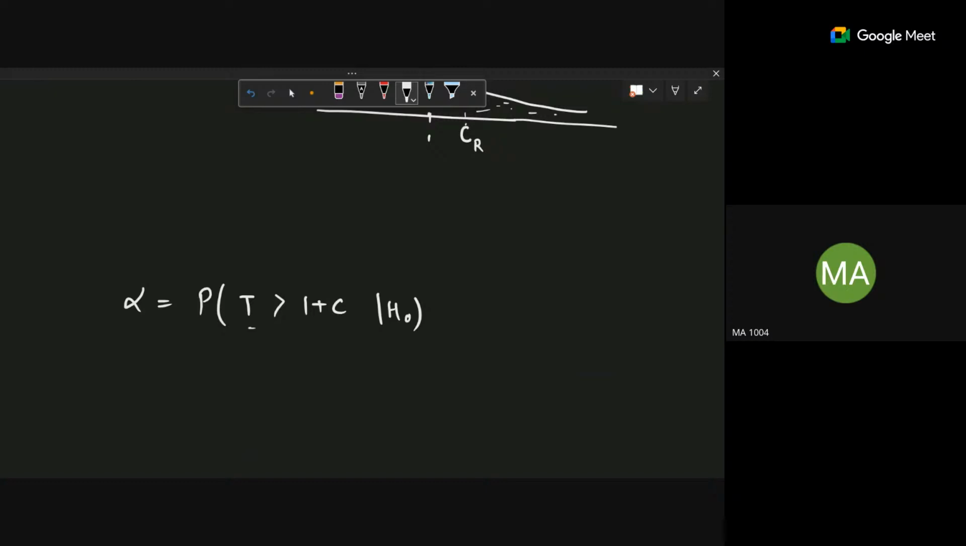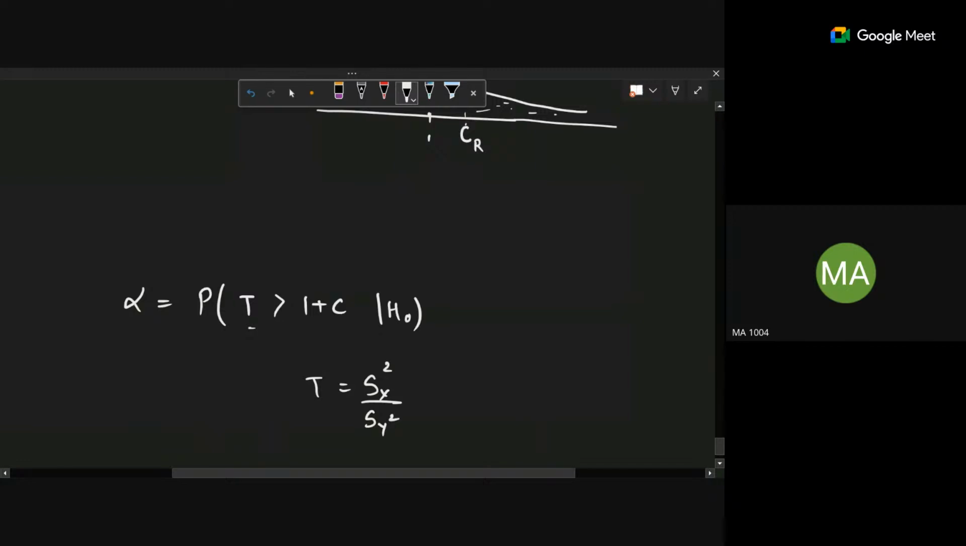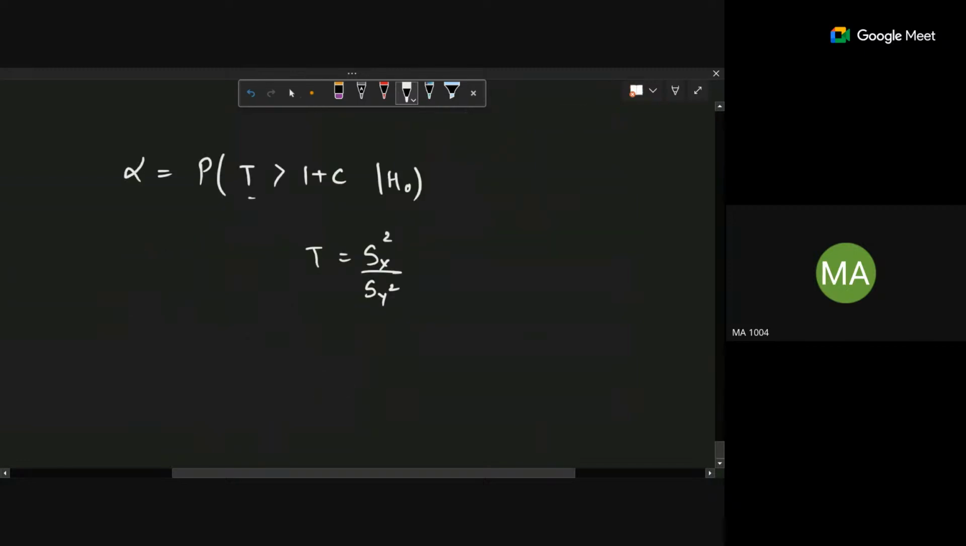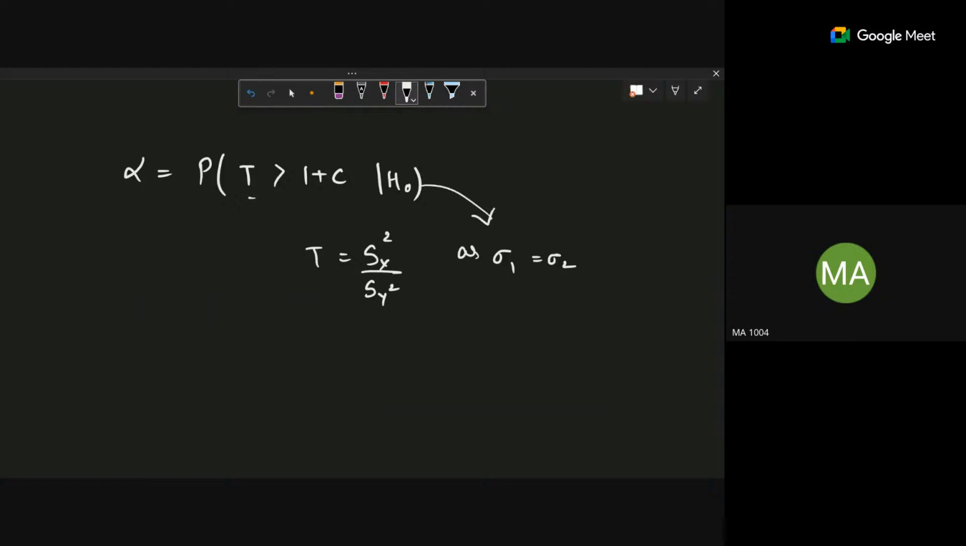So what is T? T is equal to Sx square upon Sy square. And also it was given that sigma 1 and sigma 2 are equal. So I will say sigma 1 is equal to sigma 2. Why? Because I am saying H naught is true. So H naught is true, that means sigma 1 is equal to sigma 2.